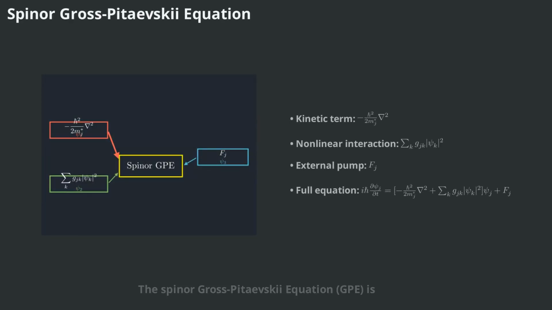The Spinor Gross-Pitaevskii equation, GPE, is central to modeling multi-flavor polaritonic fields. It describes the time evolution of each polariton component, accounting for kinetic energy, nonlinear interactions, and external pumping. The equation's structure allows for the emergence of rich dynamical behaviors, including shockwaves and condensate formation. By solving the GPE, researchers can predict how polariton fields evolve and interact, laying the groundwork for advanced material engineering.